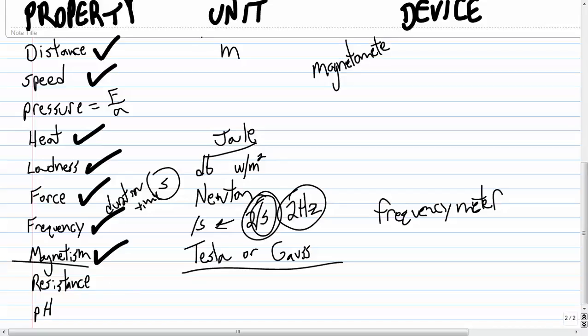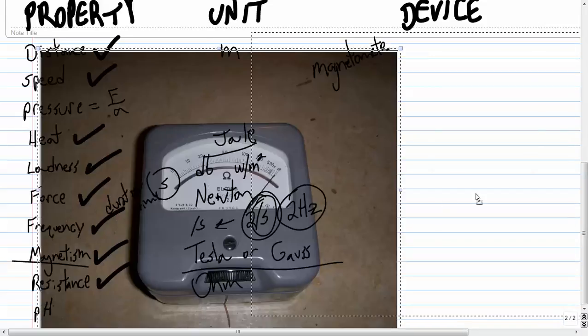Okay, so resistance, let's go there. Starting to talk about some electricity stuff here. Resistance is how much electricity gets slowed down, and that's measured in a unit called the ohm, named after a famous dead guy. And how would you measure ohms? You would use some sort of a meter. There are meters made specifically to measure ohms.